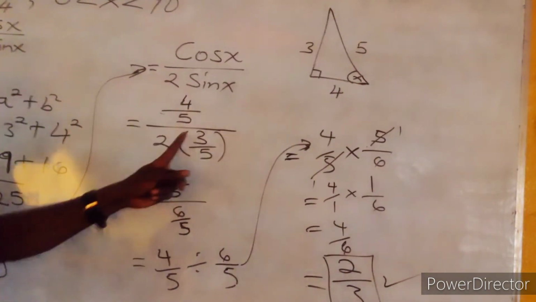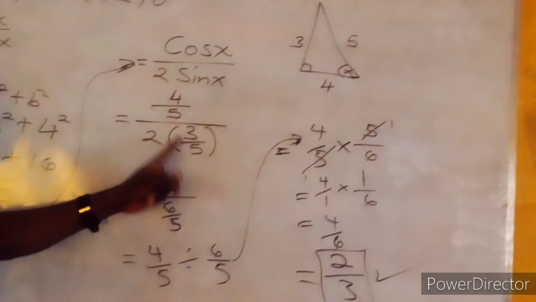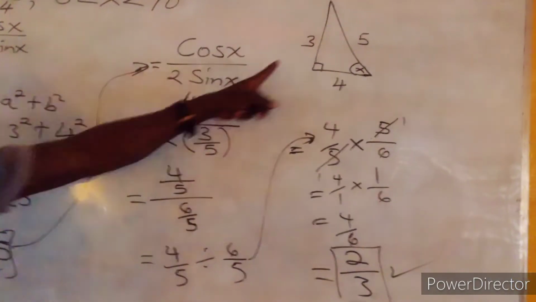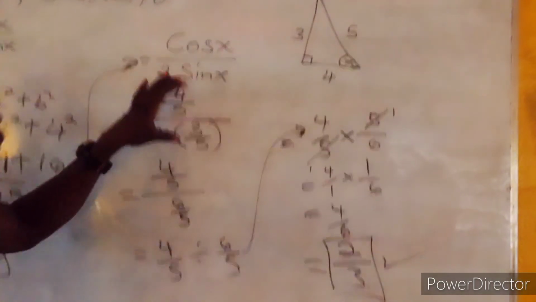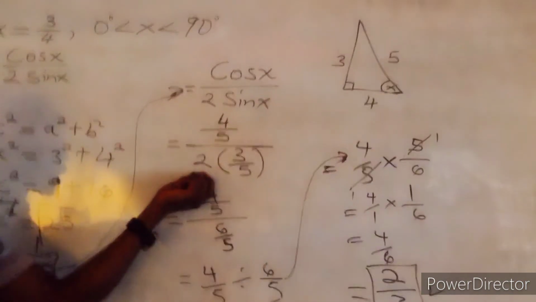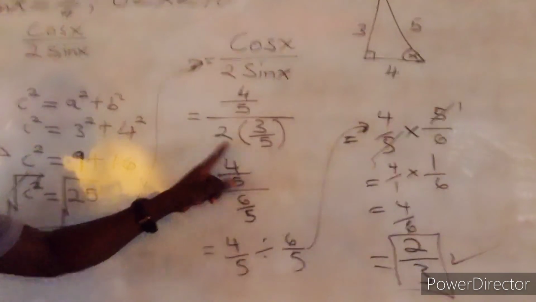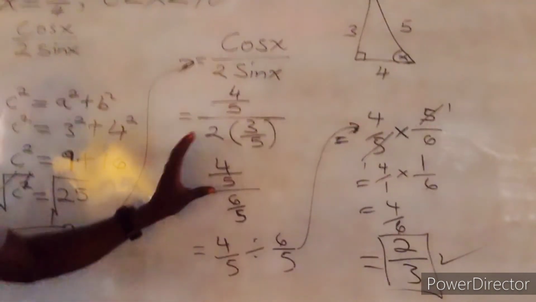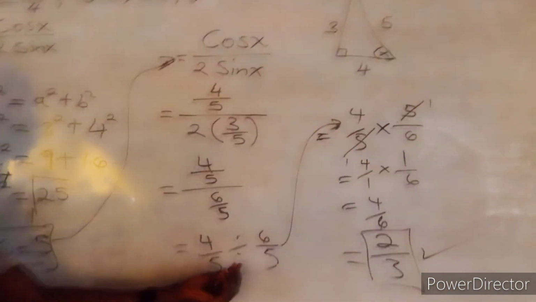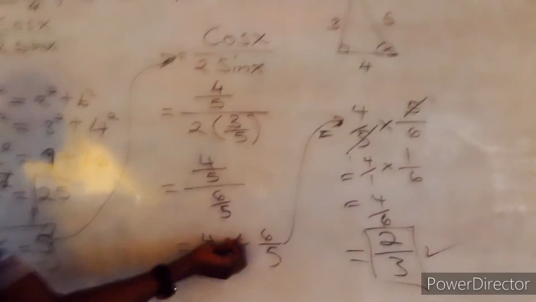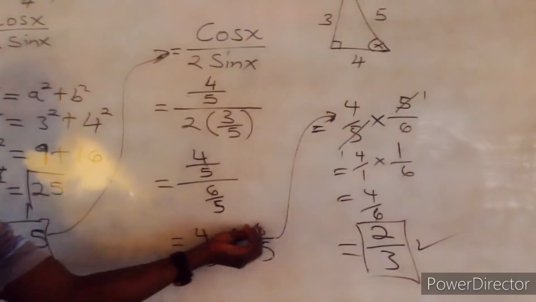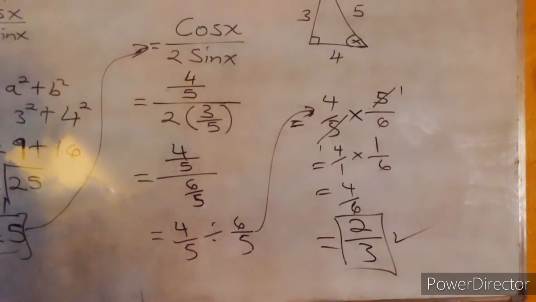Now, the 3/5 is the definition of sine, because sine is opposite over hypotenuse. So we reduce that, we come down here, we apply our operation down here. We said 2 times 3 gives us 6, over what? 5. So we were able to apply our operation now. Here we got 4/5 divided by 6/5.